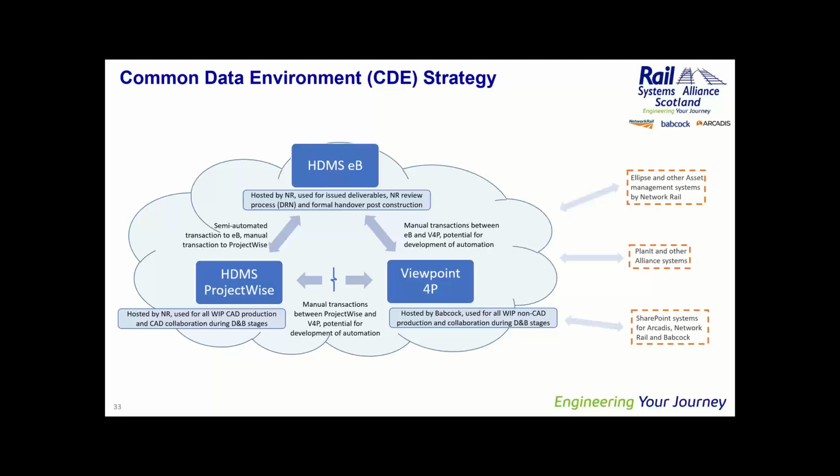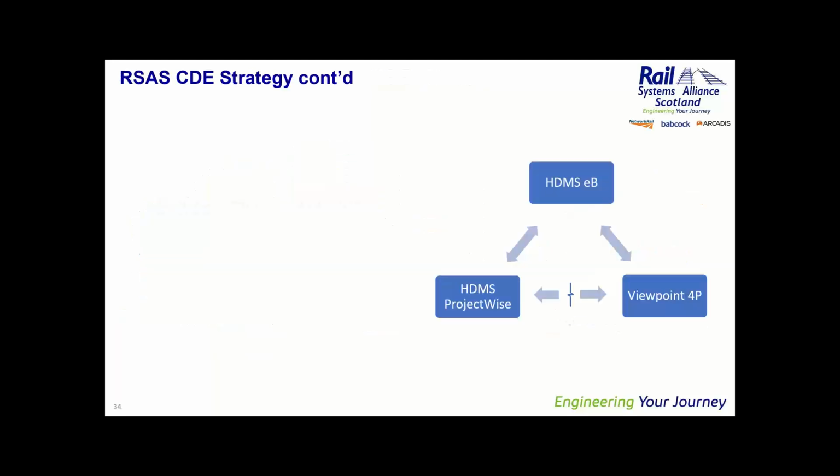So all of our CAD work in progress deliverables are in ProjectWise, and all of our non-CAD work in progress deliverables are in Viewpoint. Also within Viewpoint, we can do some other documentation. There is a manual document control transaction between ProjectWise and Viewpoint if it's required, but often what we use is the automated or semi-automated transaction between ProjectWise and EB to move or deliver drawings into the environment for Network Rail review.